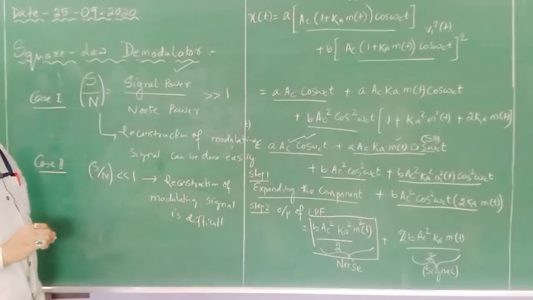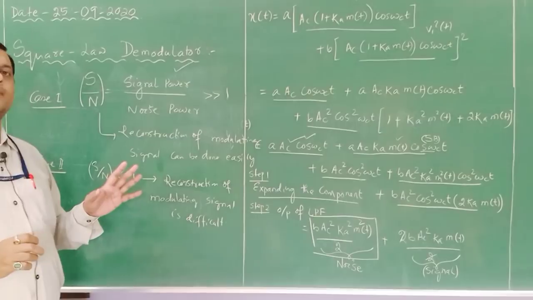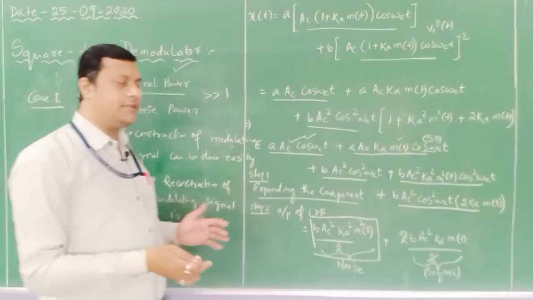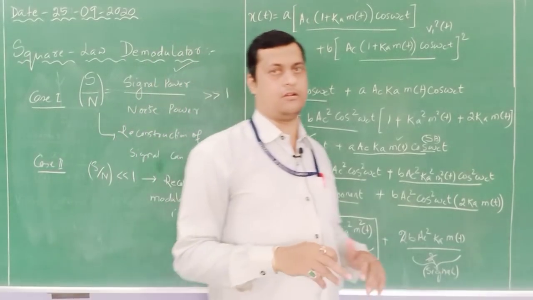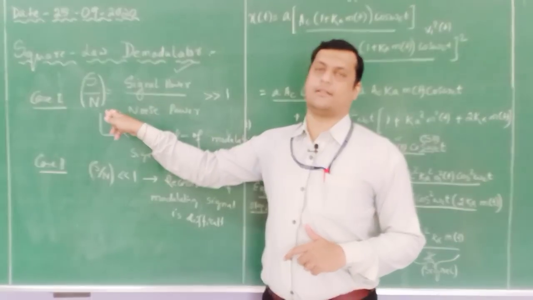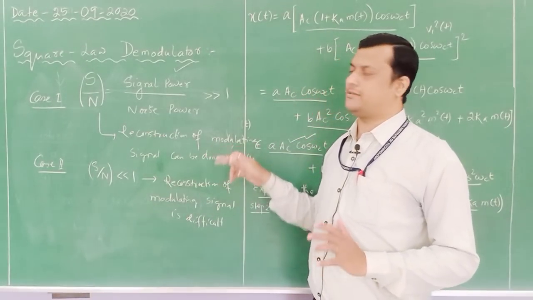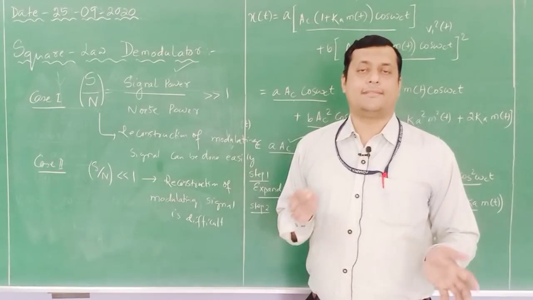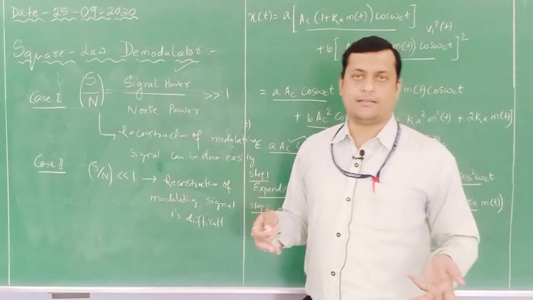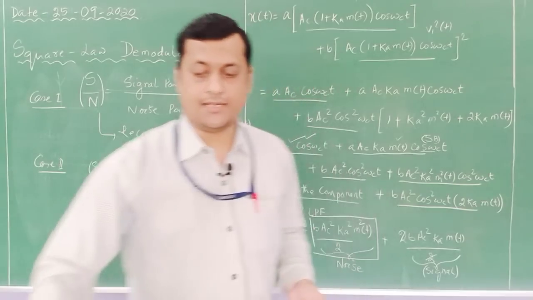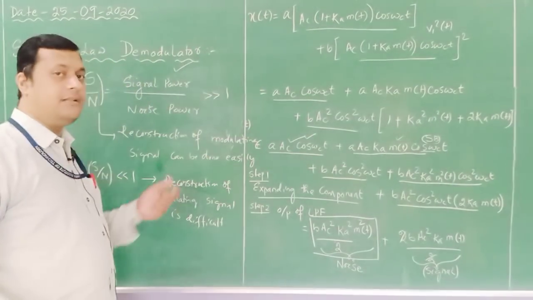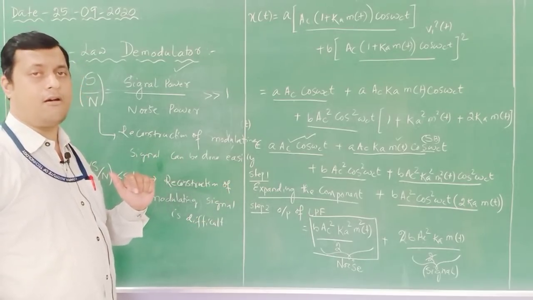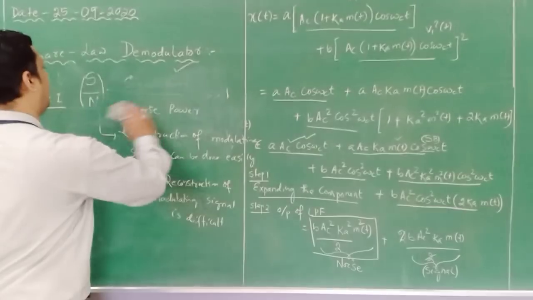Using these two cases, we can check whether we can properly reconstruct the modulating signal at the output of the LPF. If the signal to noise ratio is greater than 1, then we can reconstruct the modulating signal. If it is less than 1, it is very difficult to reconstruct. Now with the help of this analogy, we will check what the signal to noise ratio is for this square law detector, or square law demodulator.